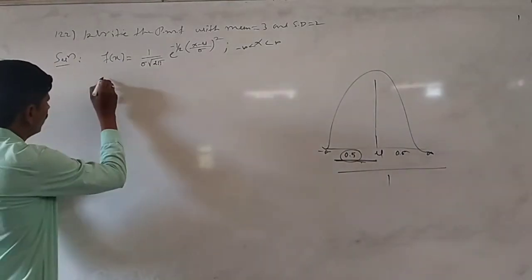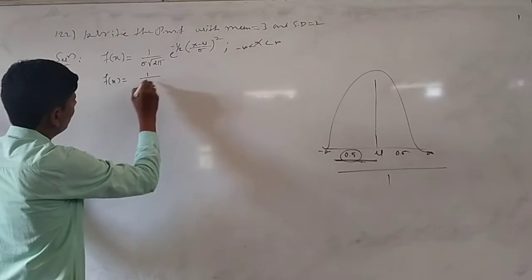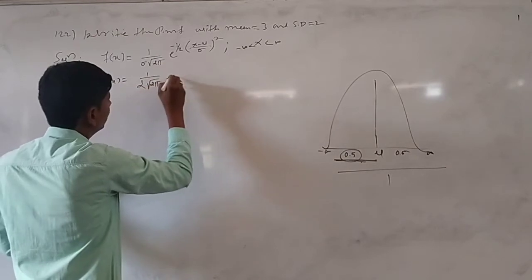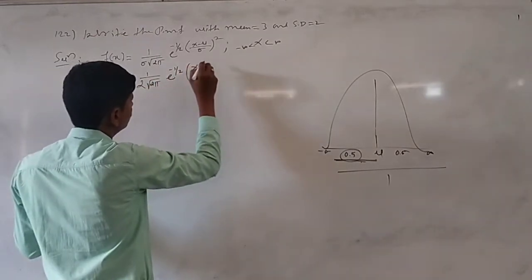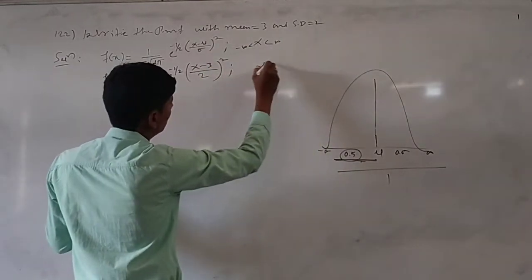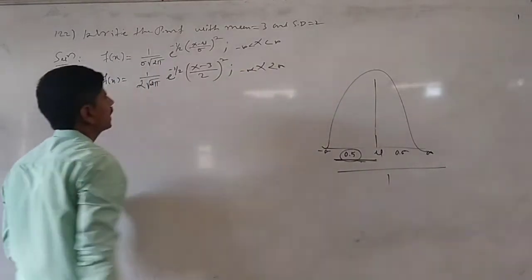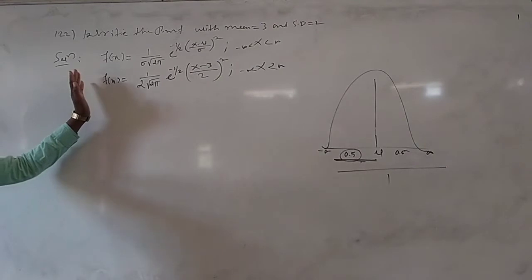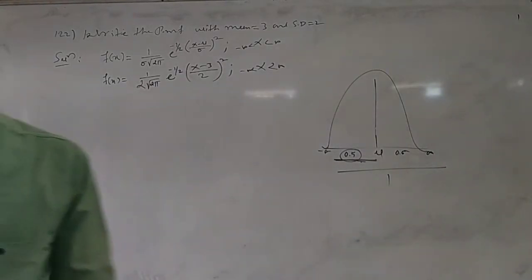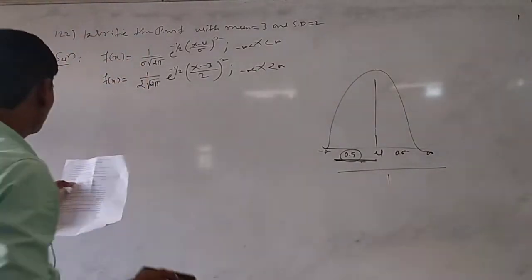Then substitute the values: f of x equals 1 by sigma, the standard deviation value is 2, that is 2 into under root of 2 pi, e to the power minus 1 by 2 times x minus mu, the mean value is 3, x minus 3 by sigma value 2, the whole square, x lies between minus infinity to plus infinity. It is the PDF with mean 3 and standard deviation 2. That is f of x equals 1 by 2 into under root of 2 pi, e to the power minus 1 by 2 times x minus 3 by 2 whole square, where x lies between minus infinity to plus infinity. Okay, that is problem number 122. The next one, problem number 123.